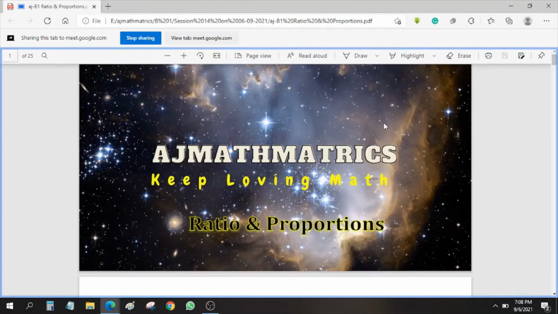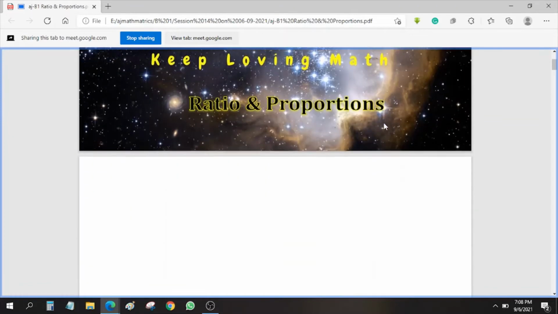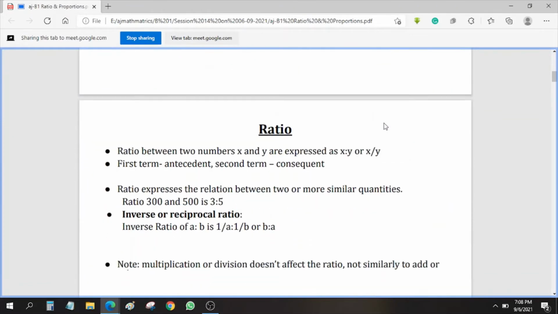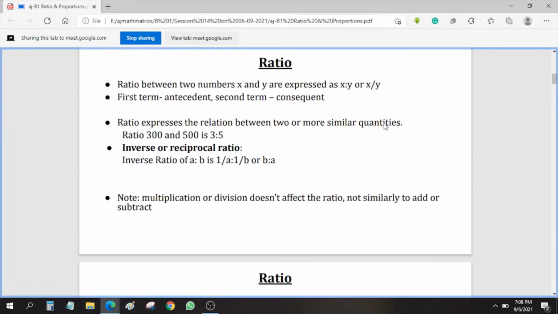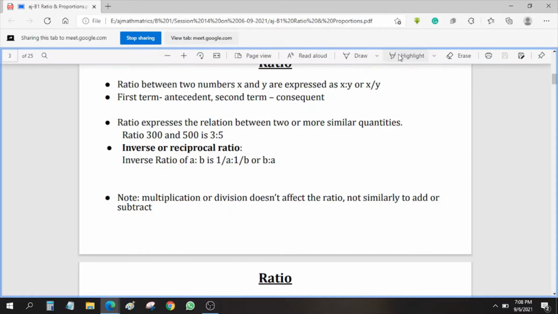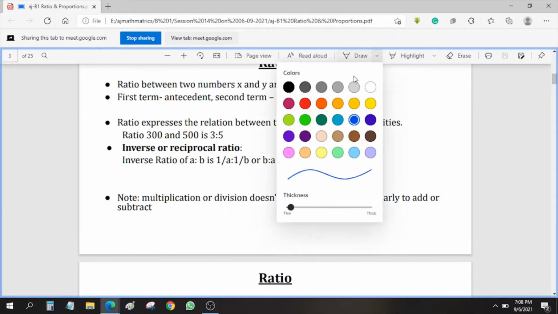So our today's topic is ratio and proportion. Now I'll explain what is meant by a ratio. The basic definition of a ratio is between two numbers, which are x and y.